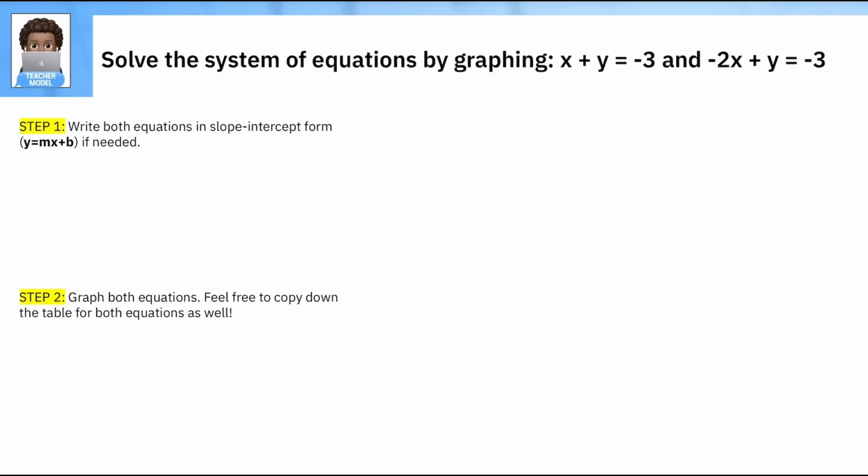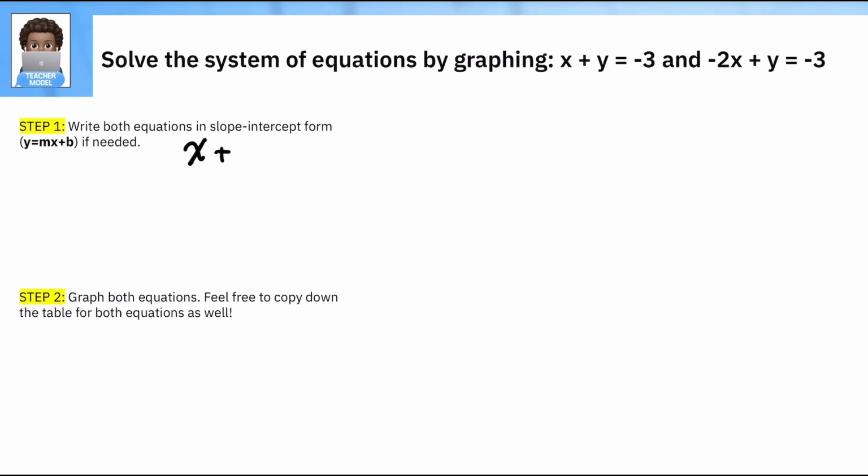Let's jump in and look at this first example, and I'm going to try and break down the steps as we go. Solve the system of equations by graphing: x plus y equals -3 and -2x plus y equals -3. So the first step I'm going to do, because I'm going to use my graphing calculator, I'm going to go into Desmos. I need to have these equations in slope-intercept form.